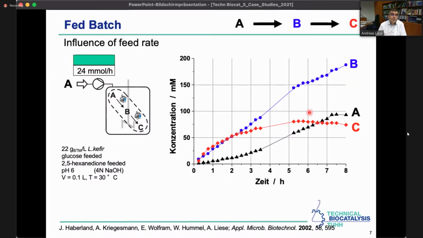This is the experiment. So we're starting up with a feed of 24 millimole per hour. Now, A, the glucose plus the hexanedione in the specific ratio, is fed at this rate. But now the strange thing is, everything looks different from what we have expected. The major product is our intermediate B, and C is a minor compound. What did we do wrong? How can we optimize this?